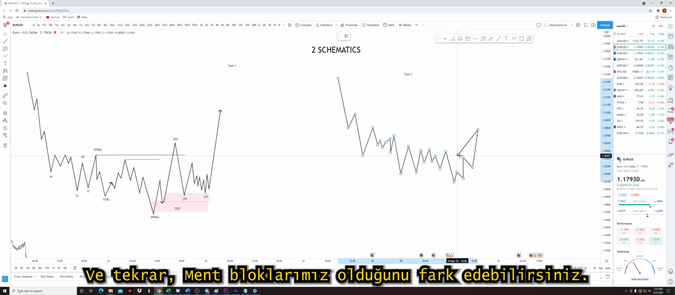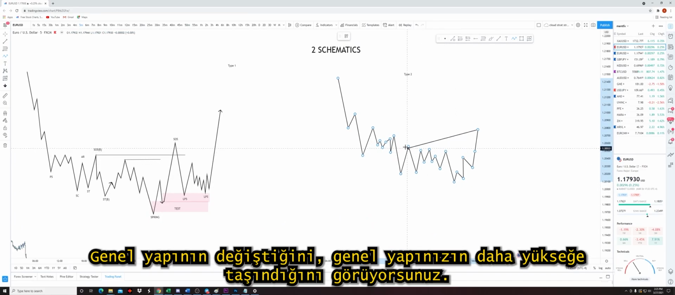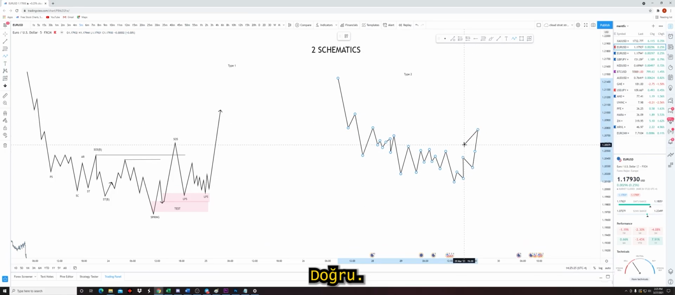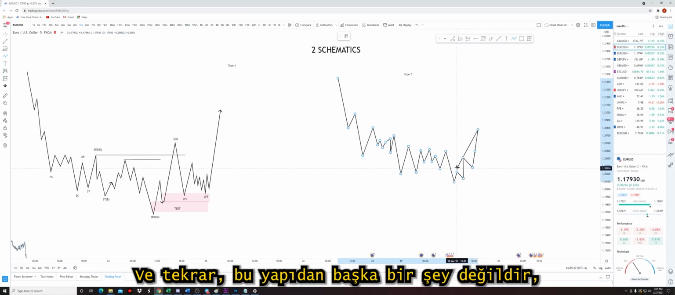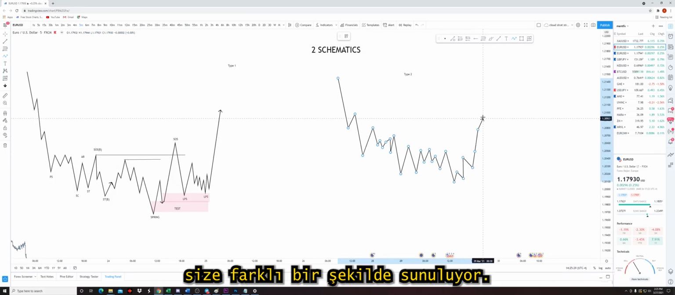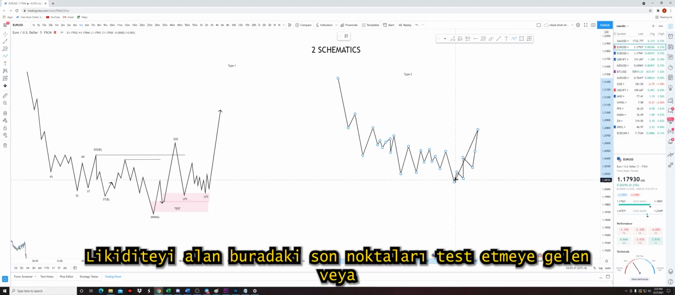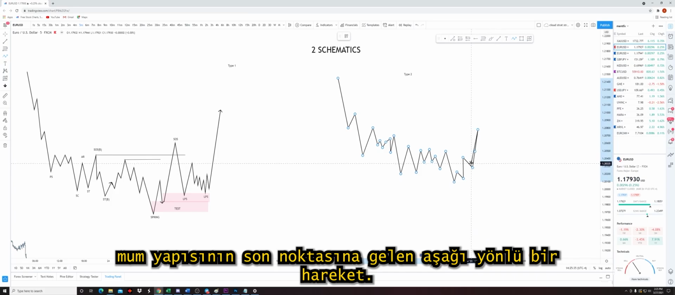And again, you can recognize that we have MentFX blocks. You have overall structure shifting. You have overall structure being moved higher, right? And again, it's nothing more than structure being delivered to you in a different way. You can have a move back down that comes to test last points here that take out liquidity, or a move down that comes to the last point of candlestick structure.